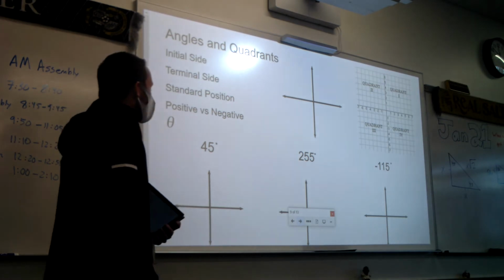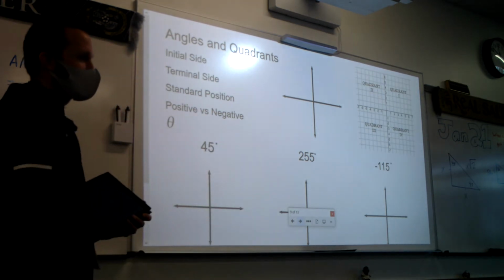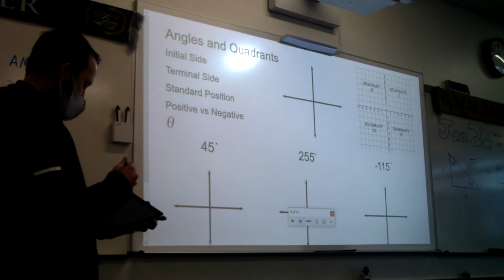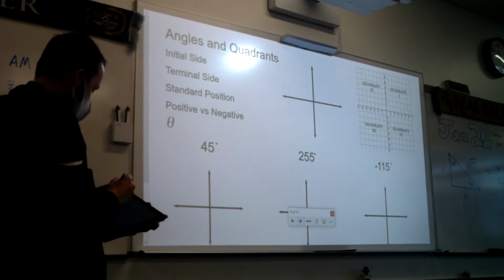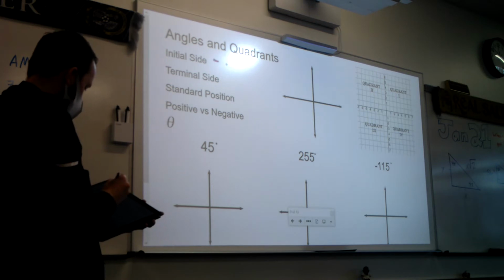Okay, so we're going to start at the basics. So if you're like, I don't remember doing this, this is fine. What we're going to do is, when we're graphing, there's two sides to the angle. There's the initial side, this is where the angle starts.